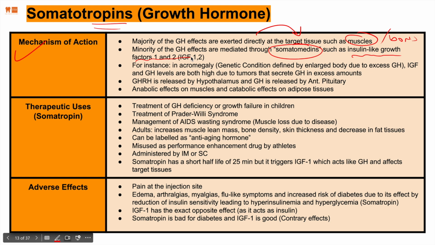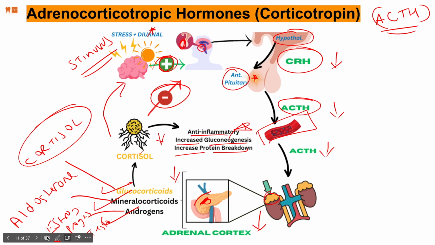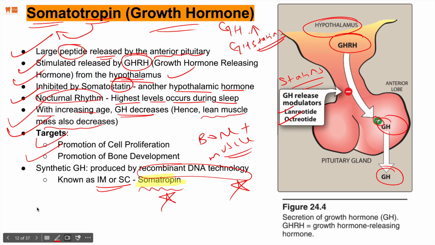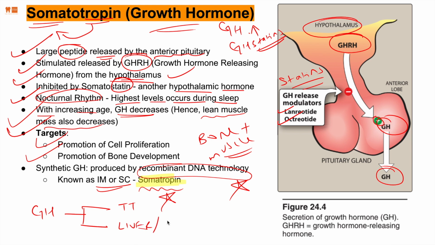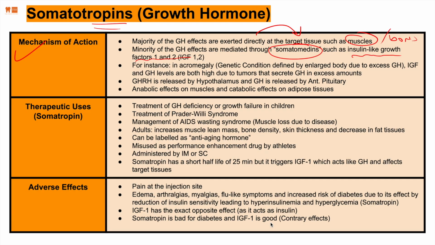Minority of the growth hormone effects are mediated through somatomedins, which is basically insulin-like growth factors 1 and 2, IGF-1 and 2. Okay, now what is this? What are we talking about here? I'll explain this very quickly. Growth hormone comes out of the pituitary gland, goes through 2 cycles: target tissue, or goes to the liver, pancreas. Target tissue, action occurred, done deal. But these guys, they have a somatomedin, which is IGF, and then that goes to target tissue and acts. That's the 2 ways that growth hormone functions.